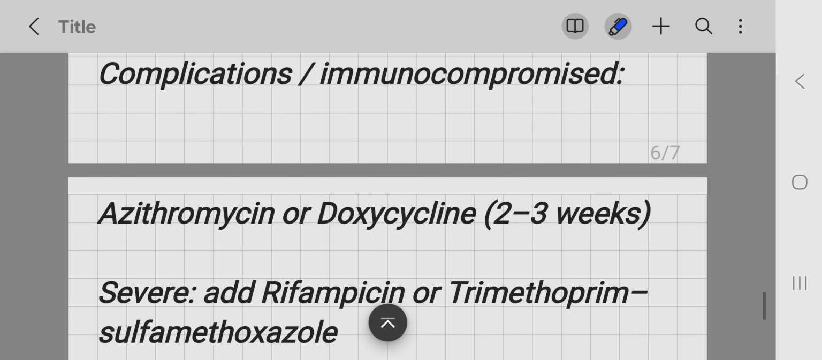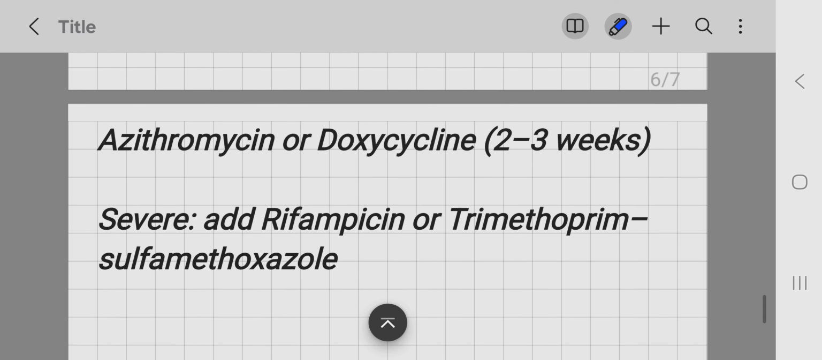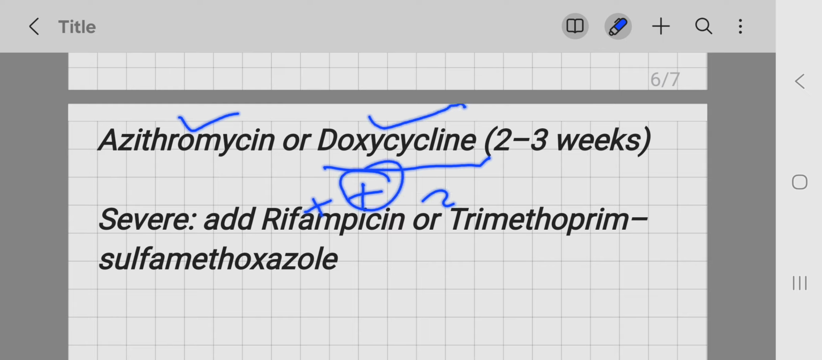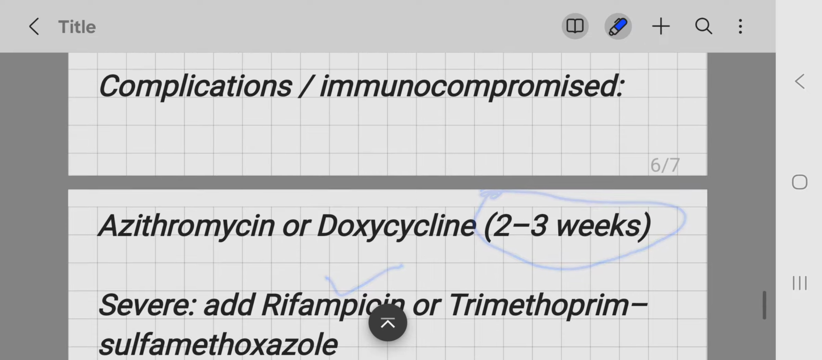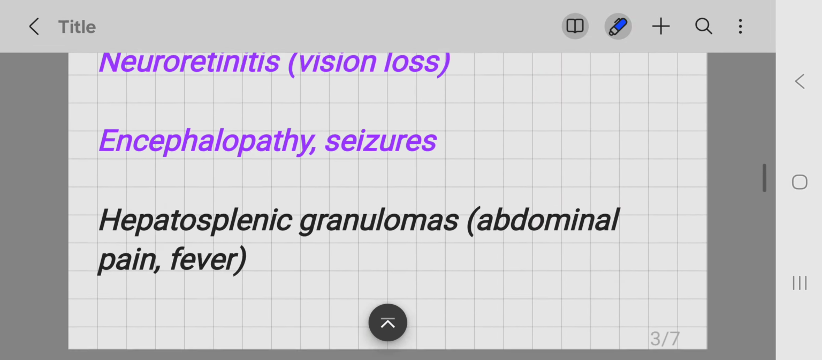If there is complication or the patient is immunocompromised, then azithromycin or doxycycline along with rifampicin. You should give azithromycin or doxycycline along with rifampicin for 2 to 3 weeks. So this is all about cat scratch disease.